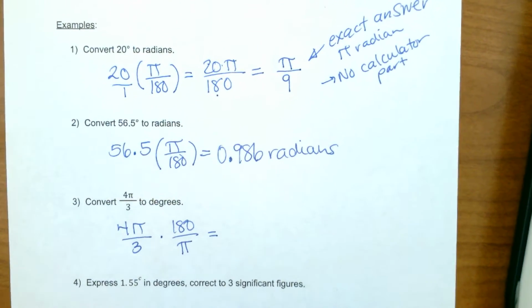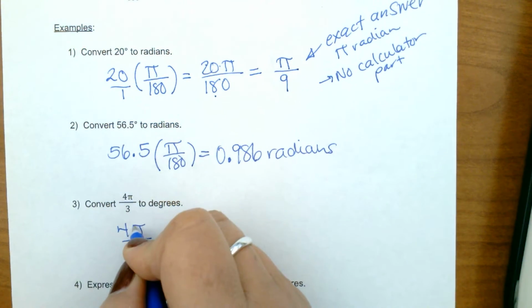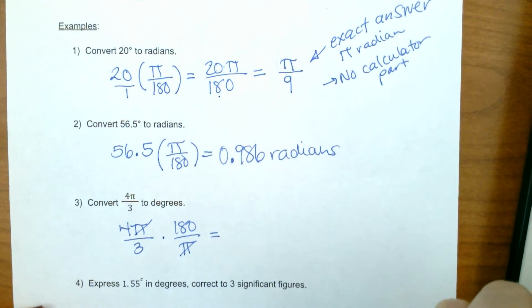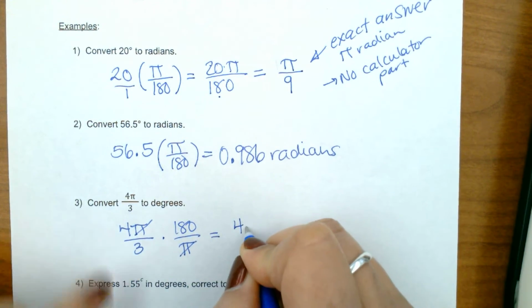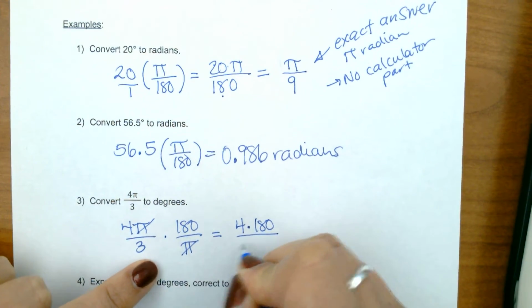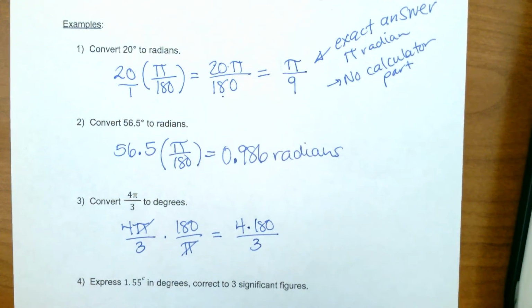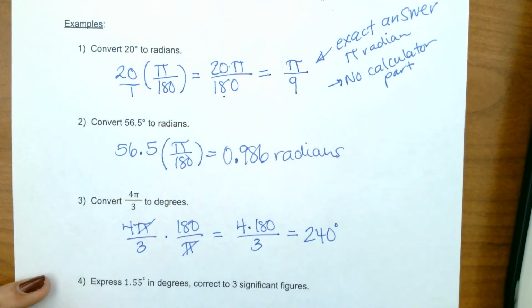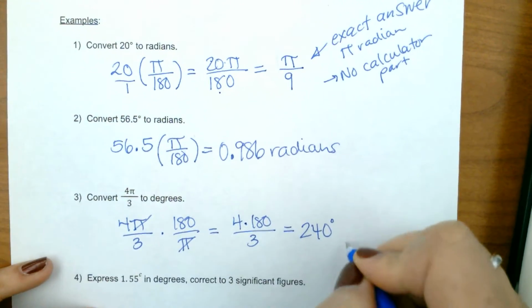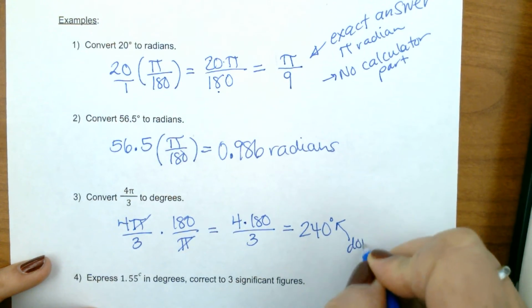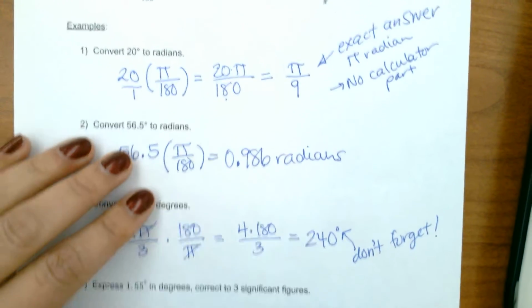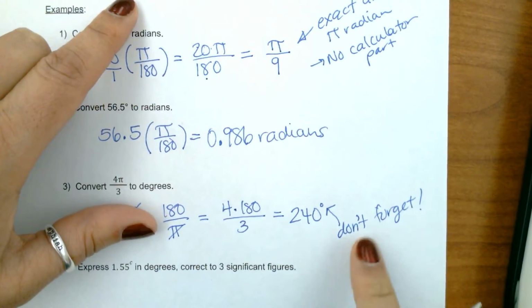Again, I'm going to do this by not using a calculator. I am just going to be reducing. What's brilliant here is that the pi is crossed out. It's great. So all I have left is 4 times 180 over 3. Remember, that's over 1, so 3 times 1 is 3. If I multiply that out, I'm going to get 240 degrees. Again, it's an exact answer. Don't forget your degree sign, like I forgot my degree sign up here. Don't forget your degree sign.